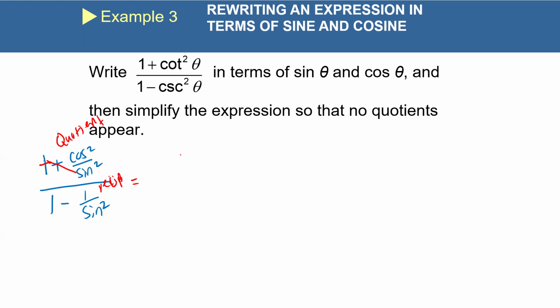1 times sine squared? Sine squared. Here's my rice, plus. Here's my other chopstick to pick up my rice: 1 times cosine squared is cosine squared, all over my bowl, which is 1 times sine squared, which is sine squared. Okay, this works for adding and subtracting any fractions.